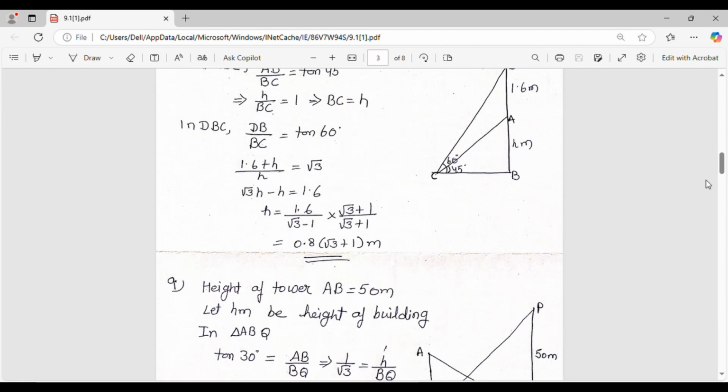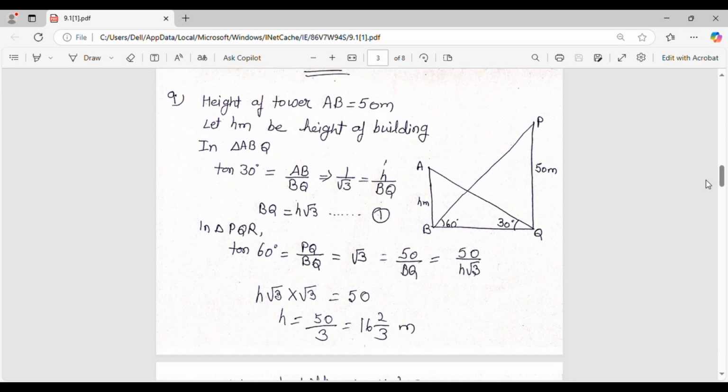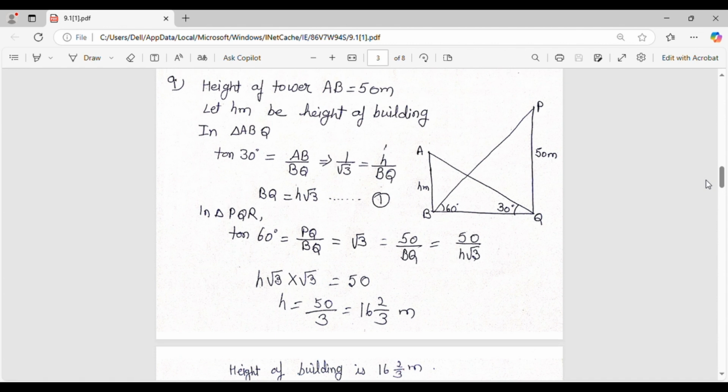Question number 9. The angle of elevation of top of a building from foot of a tower is 30 degree and the angle of elevation of top of tower from the foot of building is 60 degree. If the tower is 50 meter high, find the height of building. So we can see in the figure, tower is PQ and AB is the building. So let the height of building be h meters.